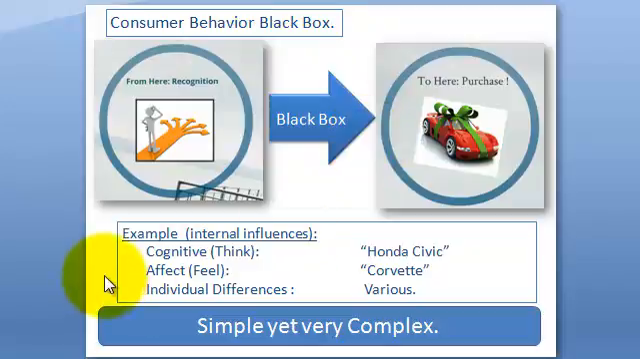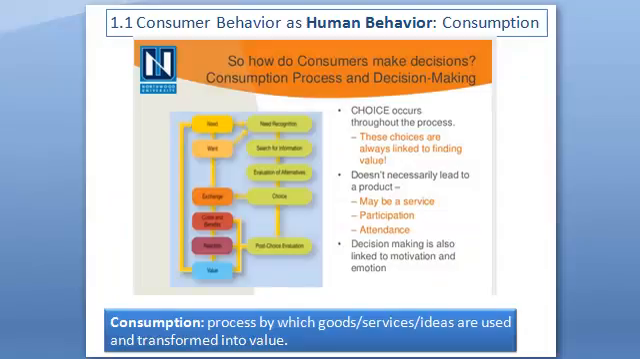For example, there might be all kinds of internal influences. In this case, I might be thinking with my mind that I really need to buy a Honda Civic. But with my heart, or my affect, or my feeling, I might be saying, boy, that Corvette looks really good. And then the third thing internally, there might be individual differences. My wife might want the Corvette. I might want the Civic. So we'll be studying all of that.